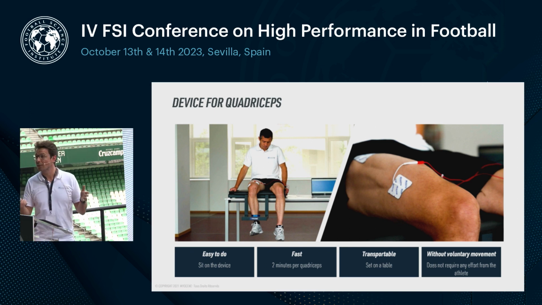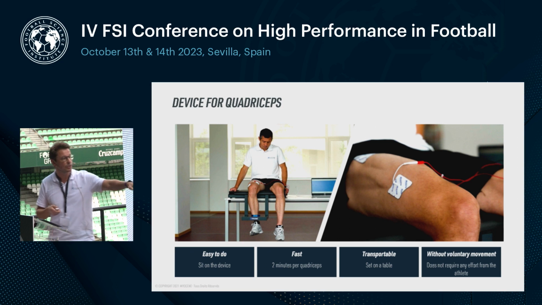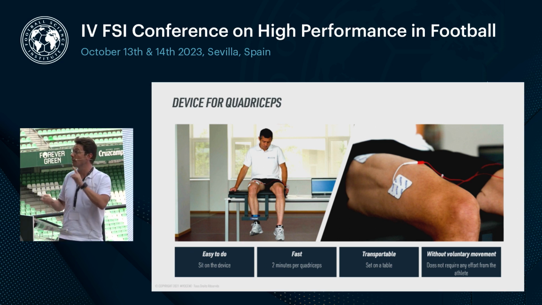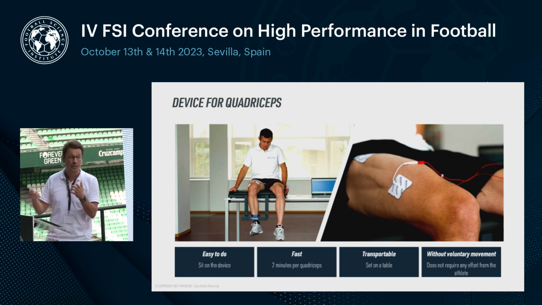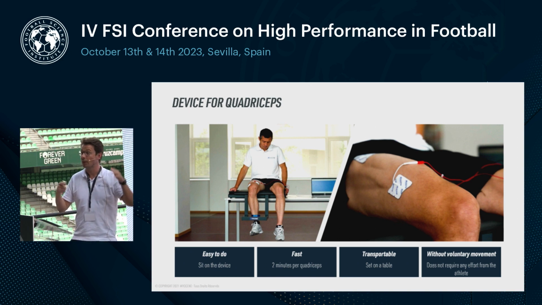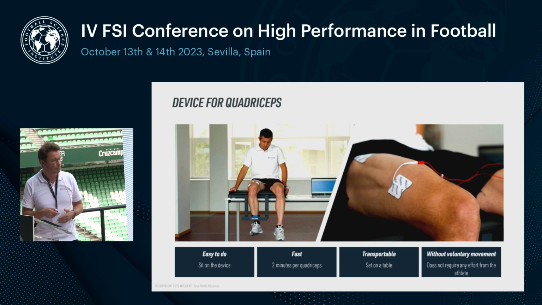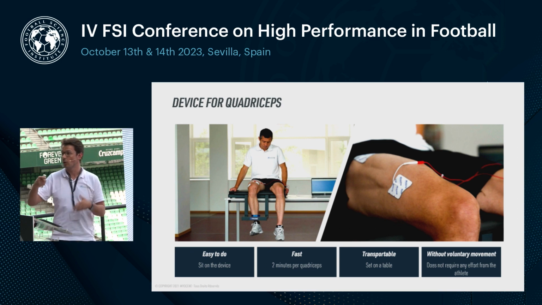So the measurement of the fatigue index is easy to do. The athlete just sits on the device. Okay? It's fast because it just lasts 2 minutes per leg, which is roughly 5 minutes per athlete. By the way, the athlete can do that by himself, alone. He doesn't need to have someone helping him. The device is transportable. It's quite light, and you can easily move it from the pitch to also while traveling with the athlete.